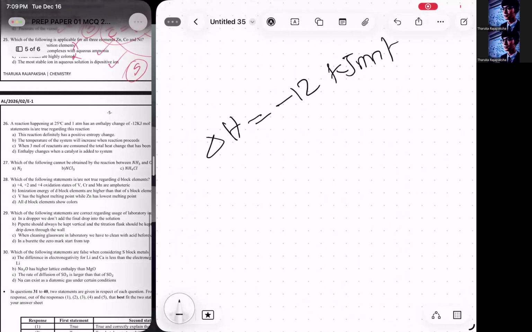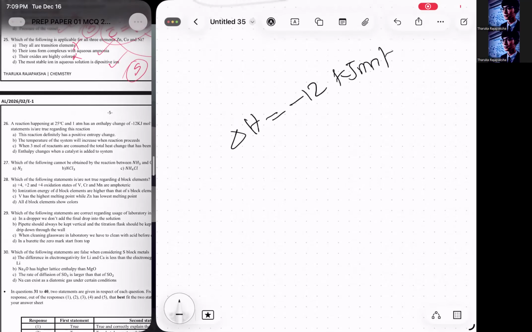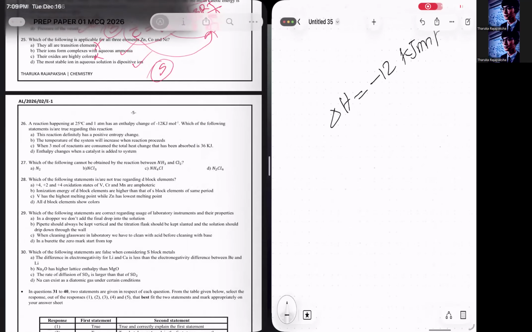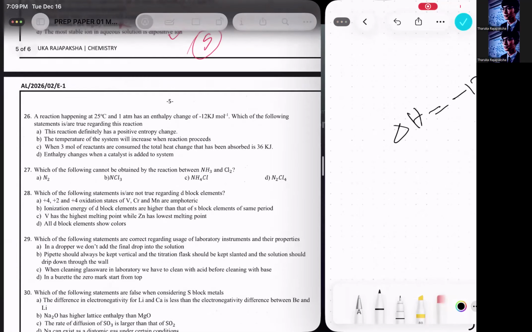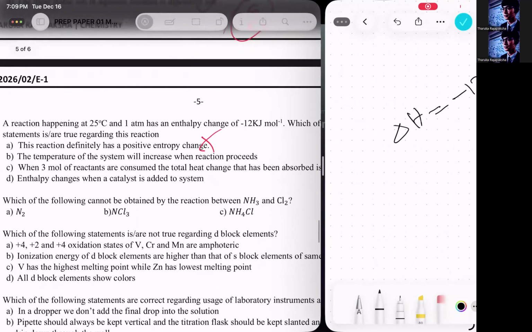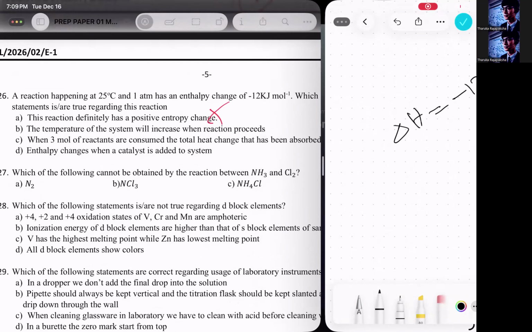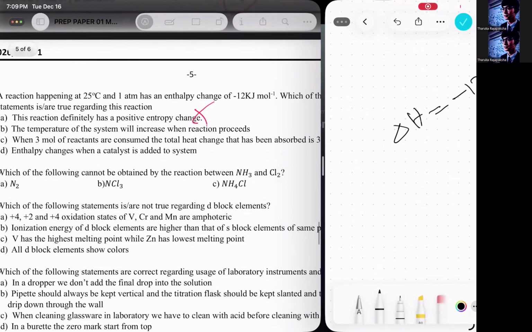Statement number A, this reaction definitely has a positive entropy change. You can't tell like that. It can have a negative entropy change or a positive entropy change. Then B, the temperature of the system will increase when the reaction proceeds. That's correct. This is exothermic.